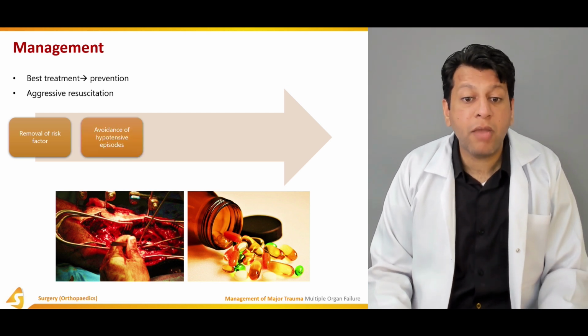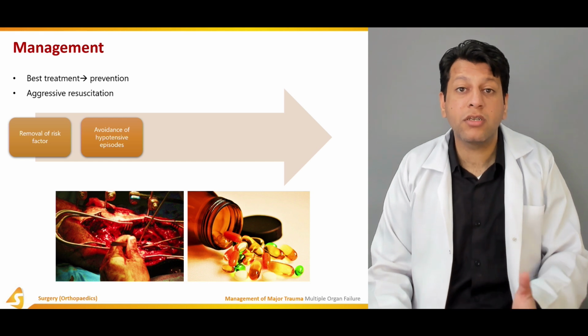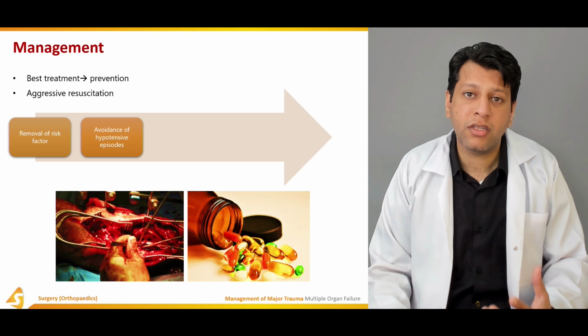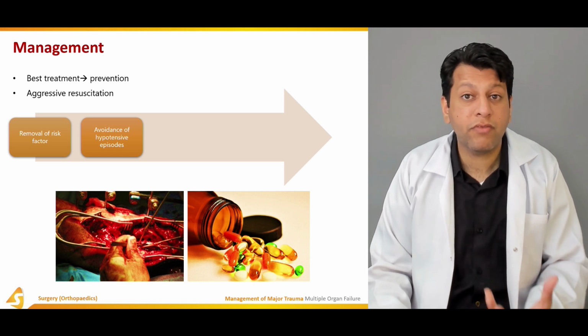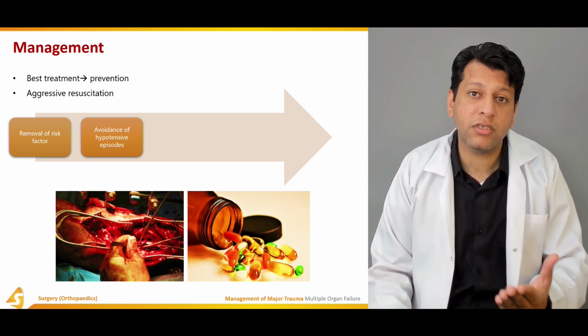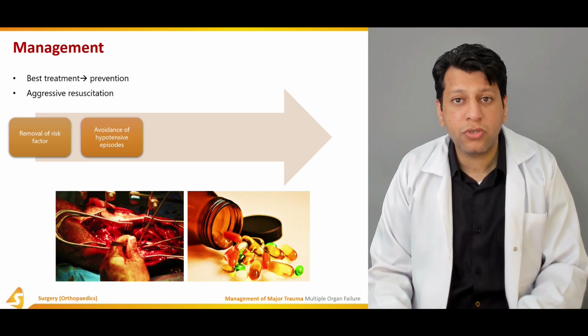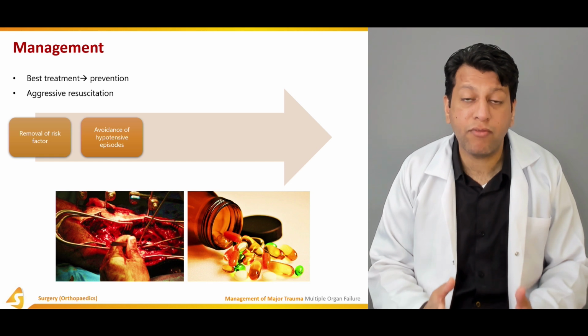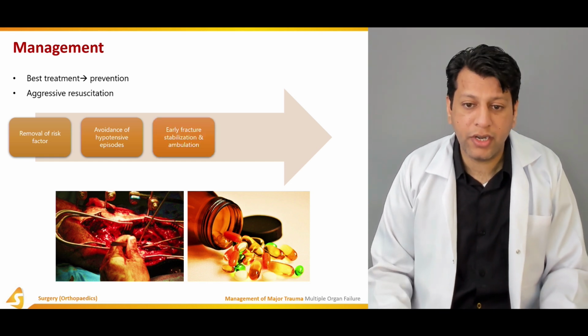Then, avoid hypotensive episodes, because hypotension along with hypoperfusion eventually leads to what is called the terrible triad of death, which is hypotension, hypoperfusion, and acidosis. So there may be associated problems along with these as well. We have to avoid this terrible triad.